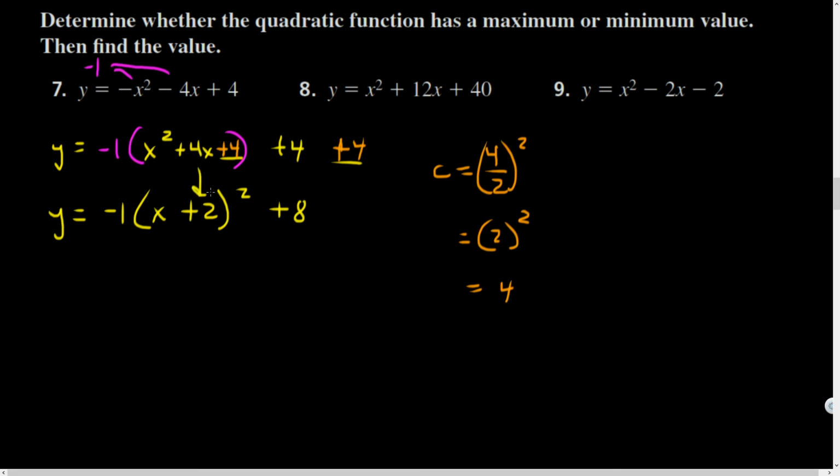And remember that 2 came from just dividing the b by 2. It's always the thing that I had right before I squared it. Oh dear, I just undoodled that. And so a is -1, h is -2, k is 8. It opens down and has a maximum value of 8, the k value.